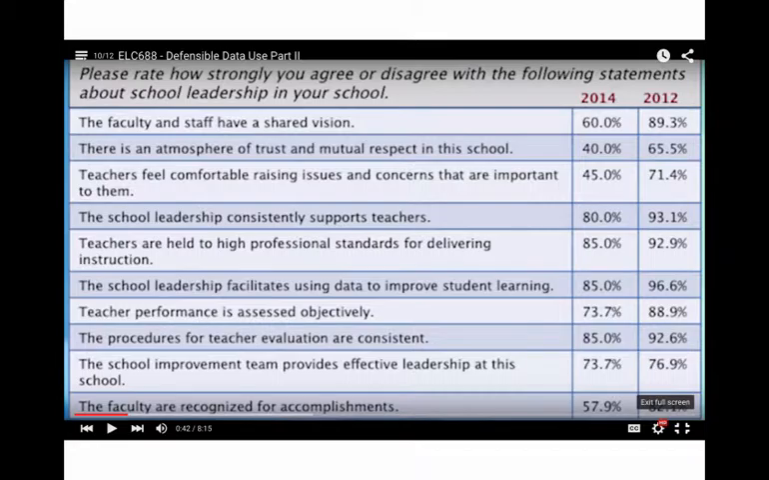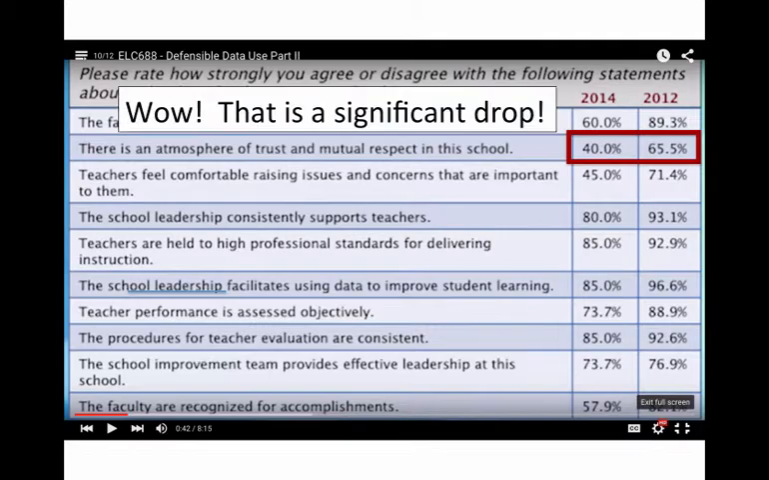Here you see data from the North Carolina Teacher Working Conditions Survey. You are looking at a subsection of the survey on school leadership. And amongst what are a number of disturbing findings, you note this finding, where there is an atmosphere of trust and mutual respect in this school. 65.5% of respondents agreed to this statement in 2012, whereas only 40% replied in the affirmative to this statement in 2014. You might look at this and think, wow, that is a significant drop.